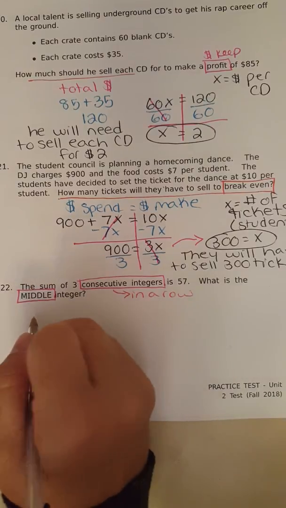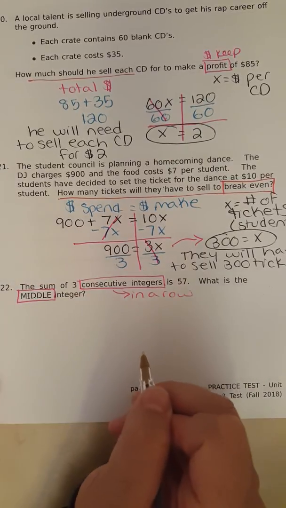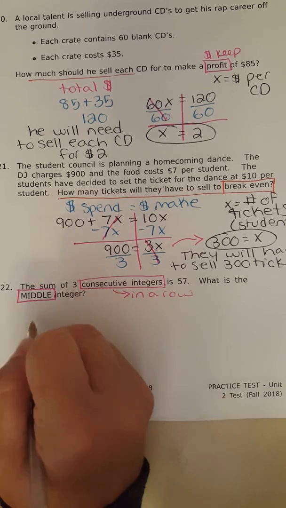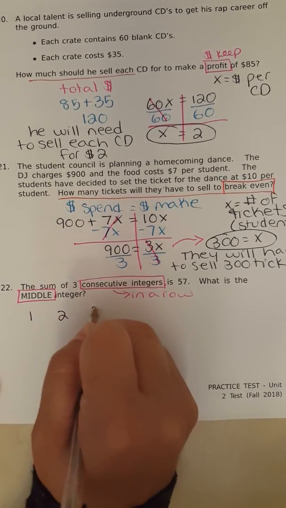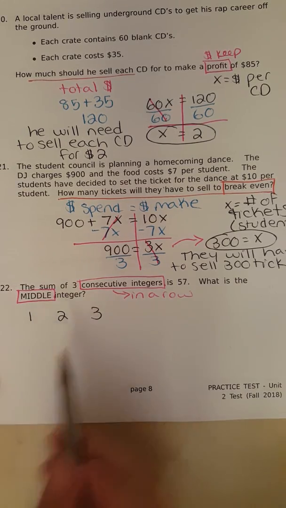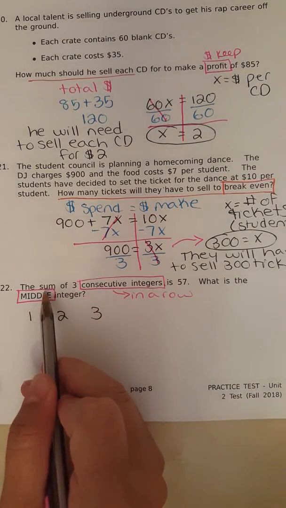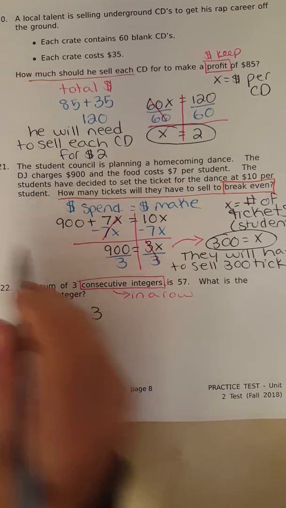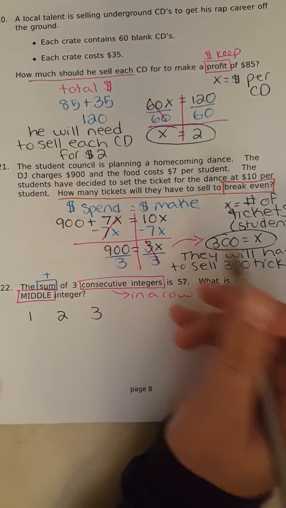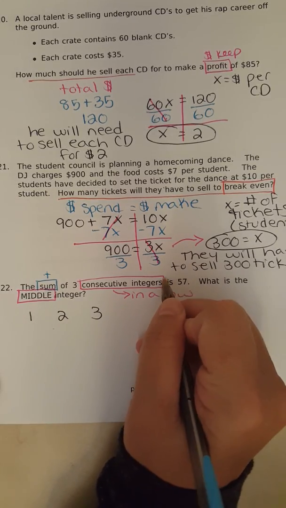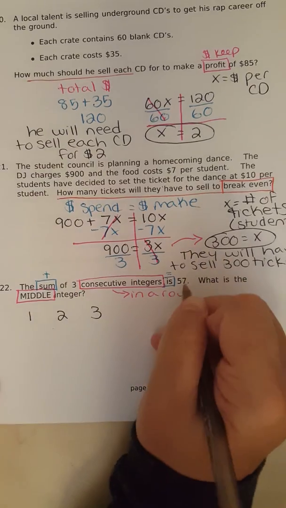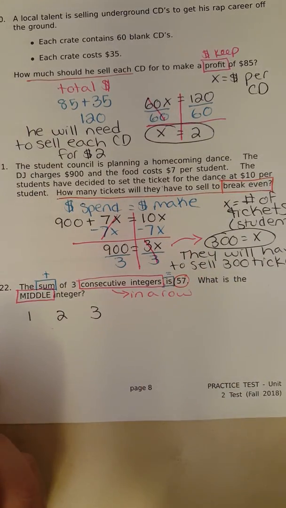So I could have 3 numbers in a row, like 10, 11, 12, or 13, 14, 15. I'm going to use 1, 2, 3 to help me set this up. Those are 3 consecutive integers. They obviously don't have a sum of 57, because a sum means that they add to 57. And "is," remember, that's our clue for equals. So our sum is equal to 57.